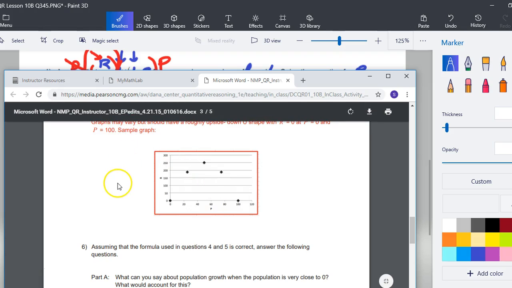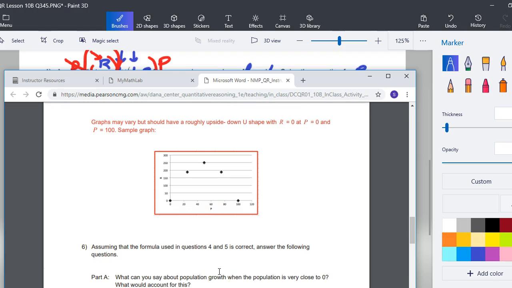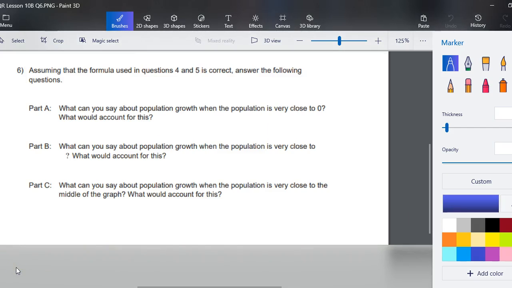And the comment is that graphs may vary. In other words, whatever you're doing may be different, but we all should have roughly the same upside down U shape, where R is 0 when P is 0, and then R is 0 again where P is 100. So notice this, that it looks like an upside down U. This is a great time to hit pause again. Look at questions 6 and 7, and then come back and we'll work on these together.